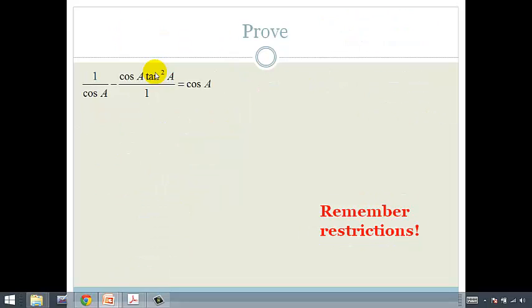Now it says prove that 1 over cos A minus cos A tan squared A over 1 is equal to cos A.